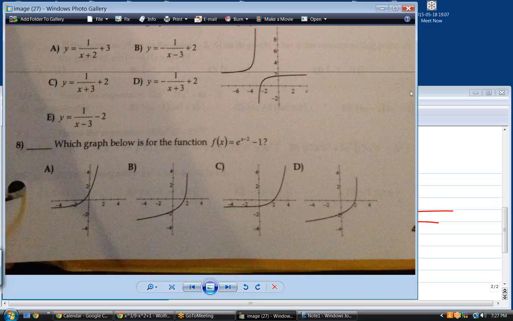We got time for another one here. Let's finish this page. Which graph below is for the function e to the x minus 2 minus 1? So it's horizontally shifted, right? Good. By how much? And which way? To the right too. Good. It's a horizontal shift. This is like the only stuff I'm good at. Okay. And what's the consequence of the minus 1?